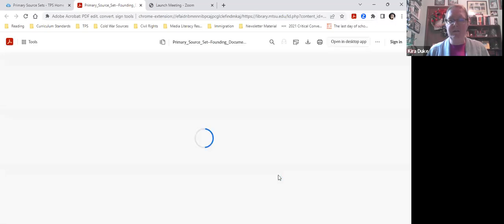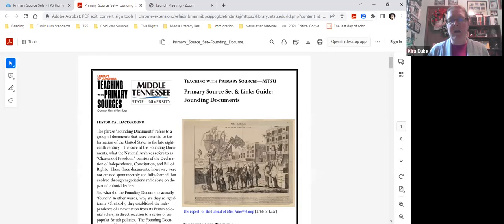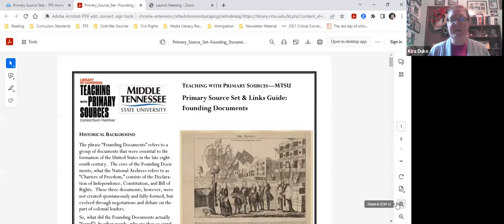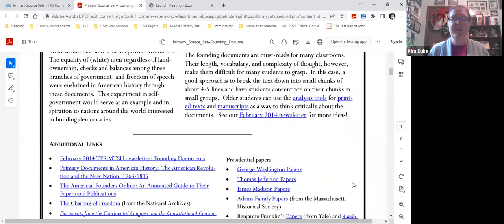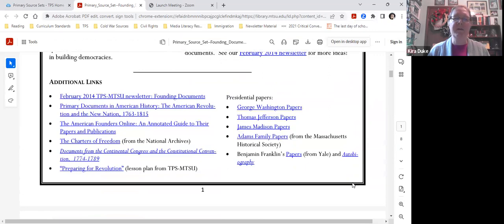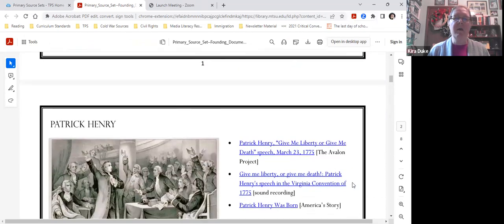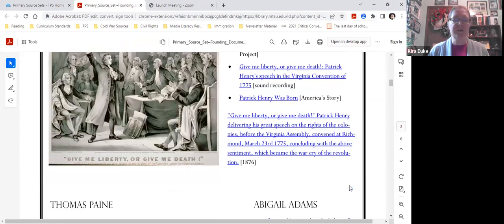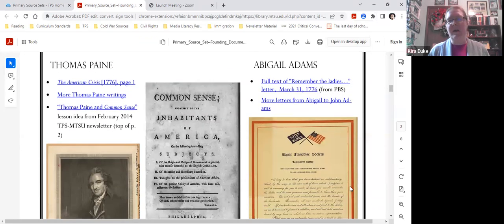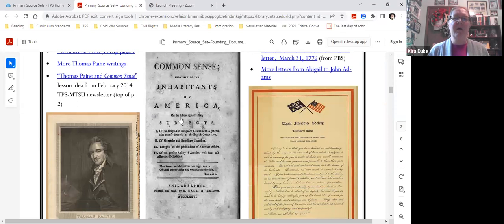This one is pretty extensive, and it's a mix of a links guide and a primary source set. While some of the primary source sets are just featured primary sources, this one also includes several additional links. Now, this is several years old, so there are going to be some new things that the library has put up that may not be included in this list, but it's a really good place to start. Because it's so lengthy, it's also organized thematically. For example, here's a section on Patrick Henry, Thomas Paine, Abigail Adams, etc.